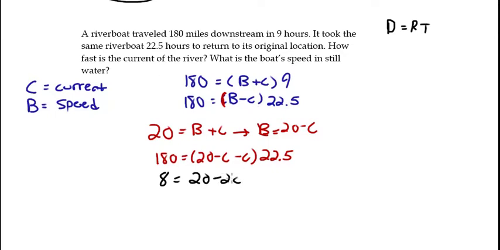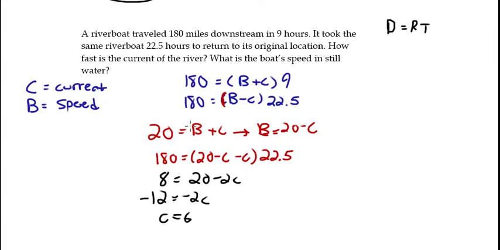Now let's simplify this. And again, if you're not sure what we're doing here, then I highly suggest you go back and see how we solve and simplify linear equations. With this, when we subtract 20 from both sides, we should get negative 12 equals negative 2c. So c is just equal to 6. The current of this river is 6 miles per hour.